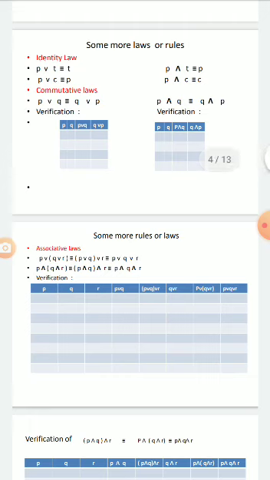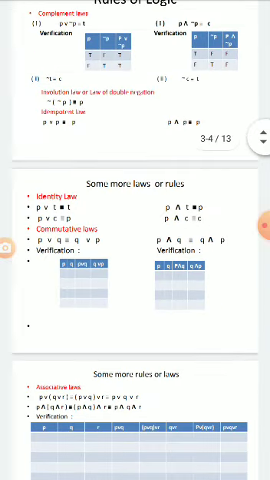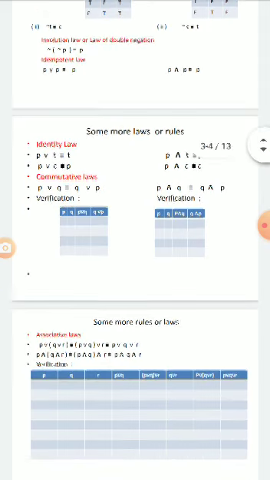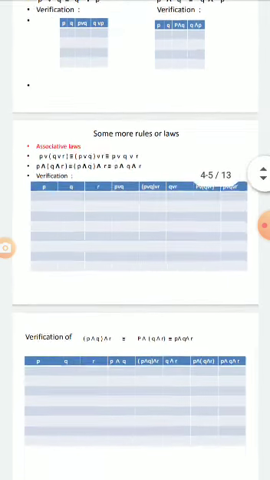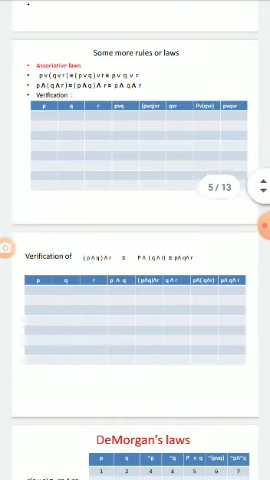Then all these rules can be easily verified. I have not written the complete tables. You have to complete them by inserting truth values for P and negation of P. Then we have associative laws, as those in sets.